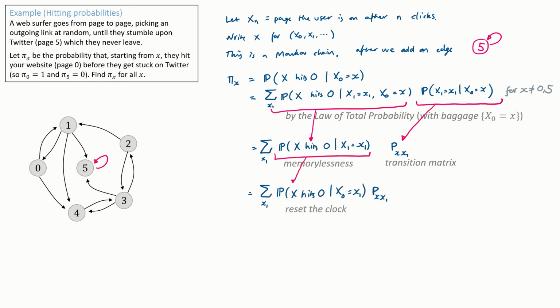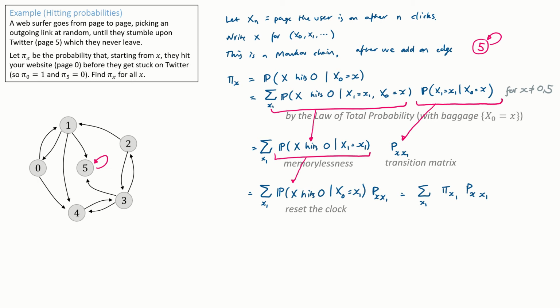The next step is interesting. I need the probability that x hits 0, given its value at time 1. For this, I can reset the clock. If I start it in some state at time 1 and look at the future, it behaves exactly the same as if I had started it at time 0 in that state and looked at its future. This means that the first term is nothing other than pi x_1, where pi is the collection of probabilities we're trying to calculate. What we've produced here is a recurrence relation about the values of the pi vector.